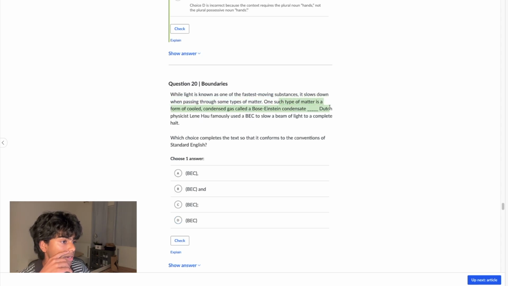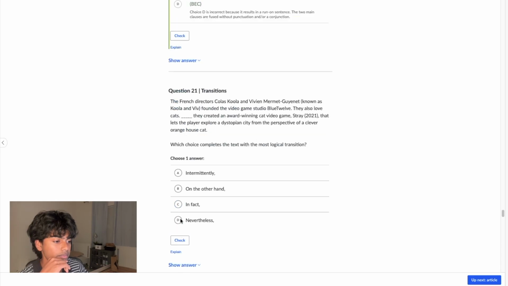One such type of matter is a form of liquid cooled gas called BEC. Okay, that is a full statement. So it has to be this one. Because anything else will make a run-on sentence, and this just would not form a complete, like, reasonable thought. Okay.